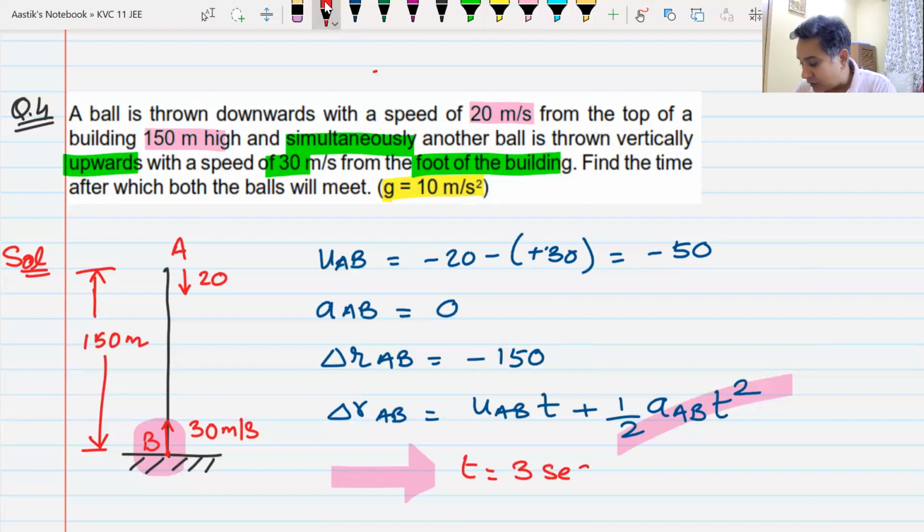But that is not the only question they can ask. They can also ask, where are these particles going to meet? So what you do then is make the equation of body A, or of body B, with respect to ground, and then you can find out where they are going to meet. So I'm giving you this small question to start off today's class.